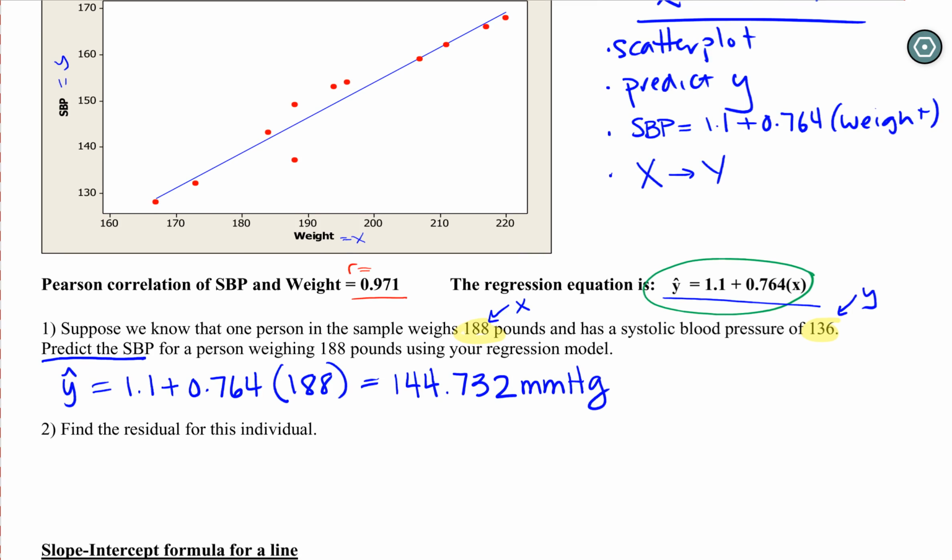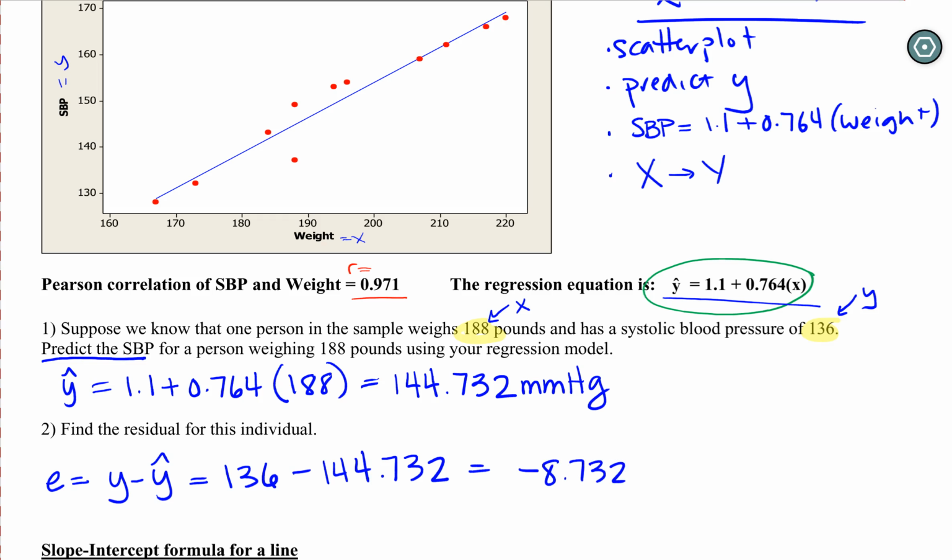And then we find our residual. Residual, remember, is asking us for a little e, and that formula that you should have on your note card from the previous page: y minus y hat, our truth minus our prediction. So the true value was 136. We thought the value based on our regression line would be 173.2. So how far off were we? It appears that we are off negative 8.732. And again, residual still has the same units because it's how far off we were, millimeters mercury.